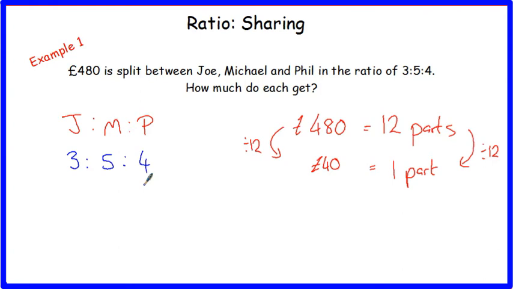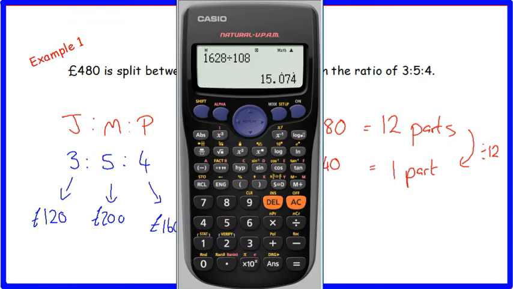So 3 lots of 40 is 120. 5 lots of 40 is 200. And 4 lots of 40 is 160. And that is how much each get. You could check your answer. So they should add up to your start amount of 480. So you know you're correct.